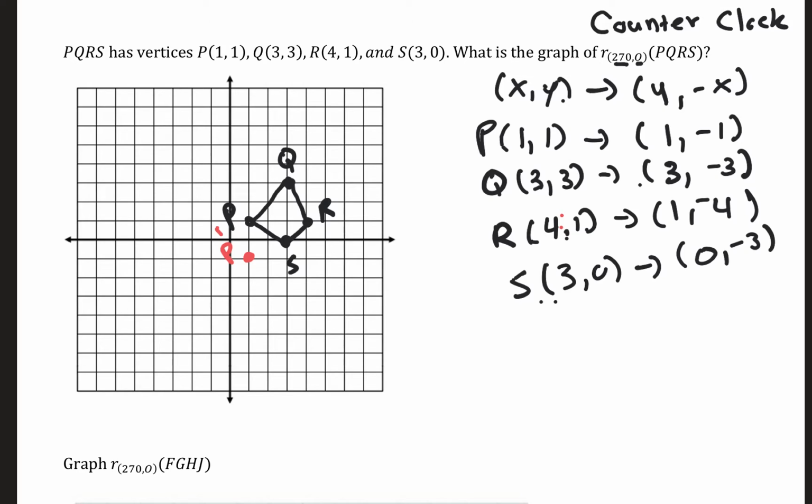(3, -3): 1, 2, 3, 1, 2, 3. So that's Q prime. (1, -4): 1, 2, 3, 4. So that's R prime. And then we have (0, -3): 1, 2, 3. So that will be S prime. So if I connect the points, there is our figure.